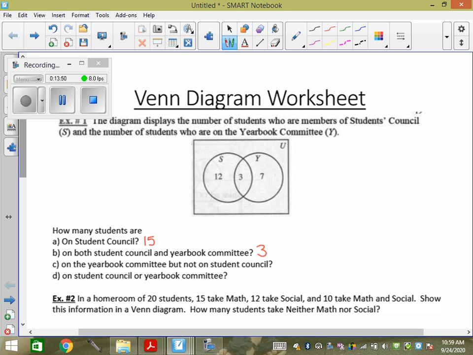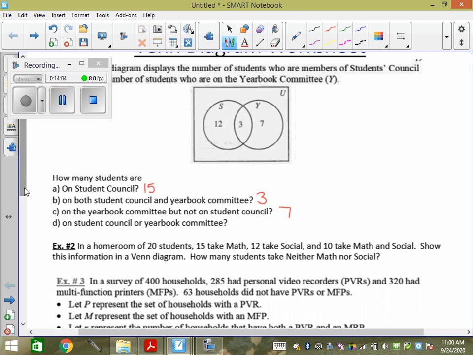On the yearbook committee, but not student council. What does that mean? Only yearbook. So how many is that? 7. Student council or yearbook. What shape is that? Snowman. Snowman, which is? 22.